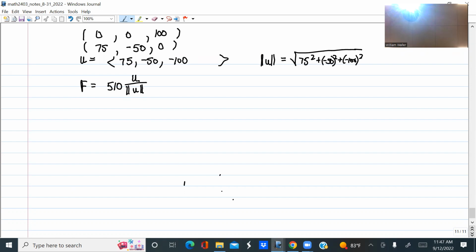works, right? So divide all of these by this quantity, whatever that turns out to be. Then multiply through by 510, and there you'll have the right force vector.